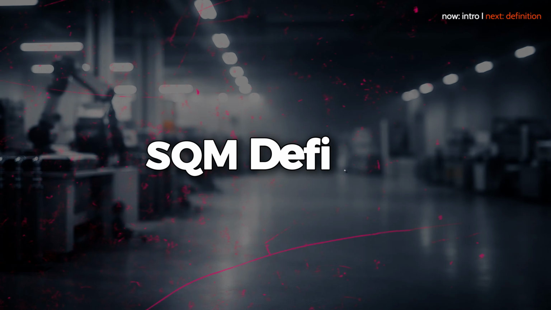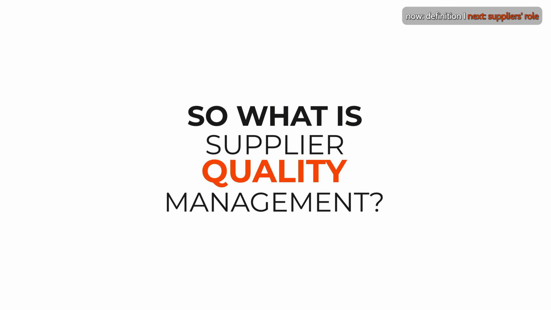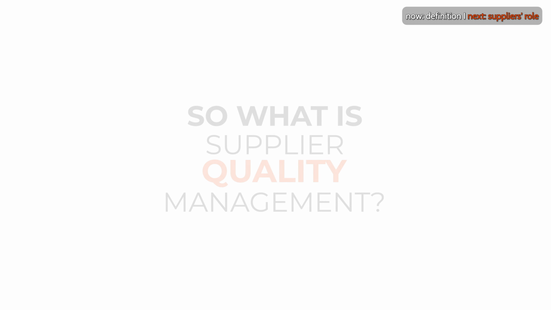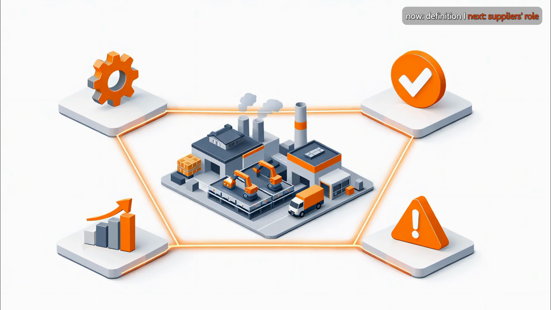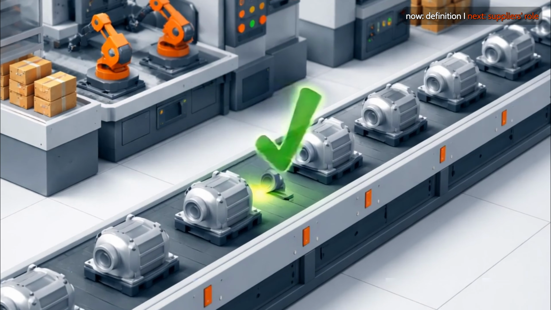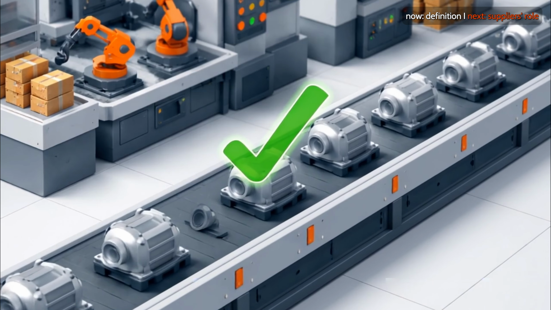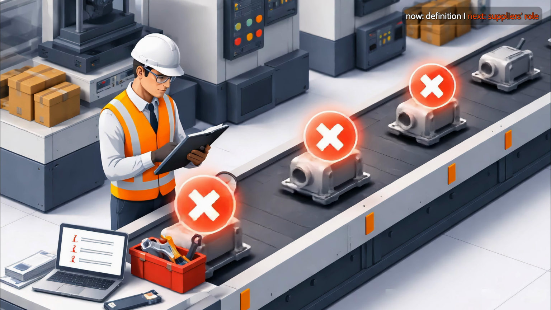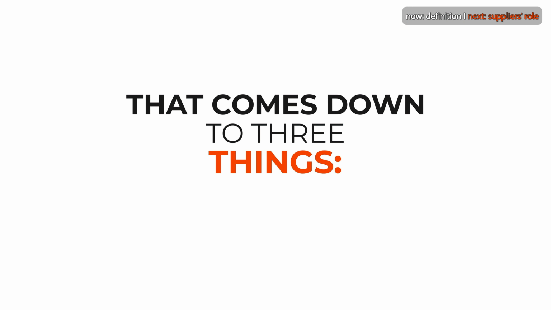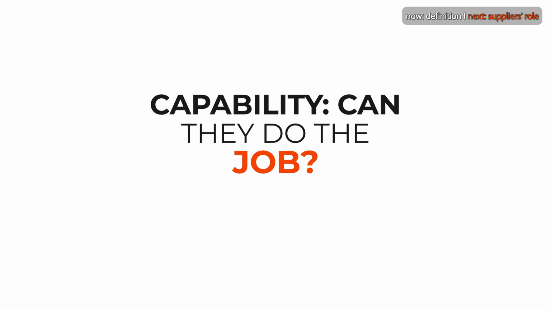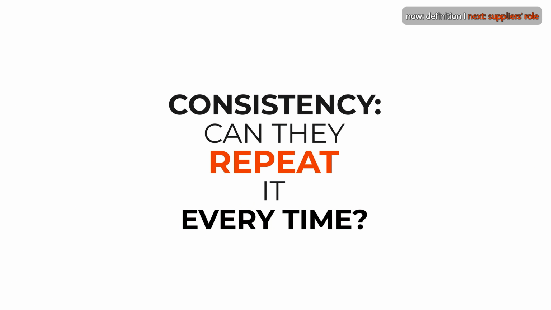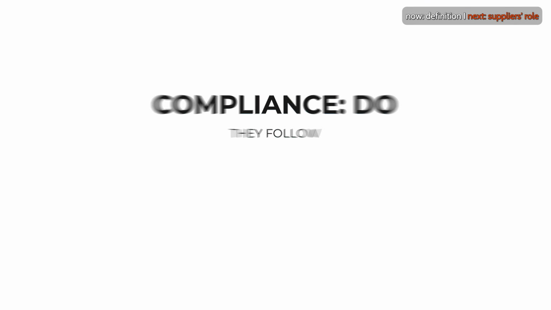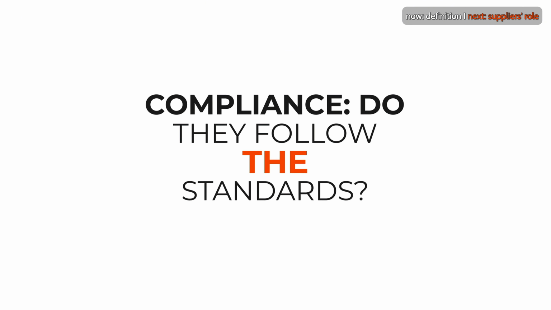Let's get started. So, what is supplier quality management? At its core, it's managing supplier capability, quality, performance, and risk. Because it's not enough that a supplier can make a good part. They have to do it consistently and under control. That comes down to three things. Capability. Can they do the job? Consistency. Can they repeat it every time? Compliance. Do they follow the standards?